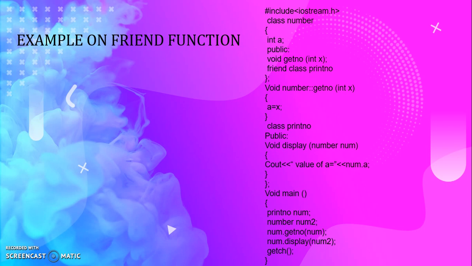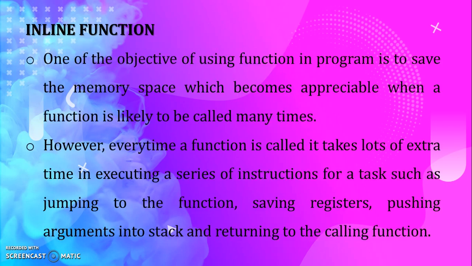Friend class is closed. Main function. num is the object of class PrintNo. num2 is the object of class Number. Here the friend function accesses the num.getNo(num2), num.display(num2), getch, program is ended.